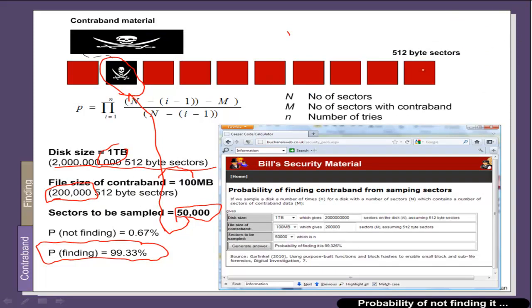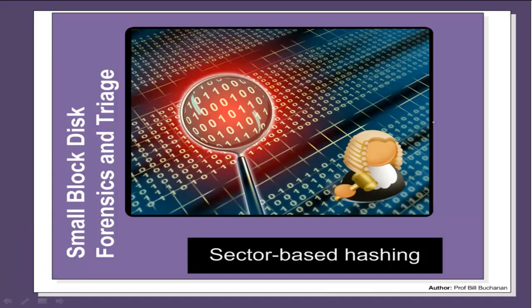So in this way we can see that we don't need to actually sample the whole of a disk. We possibly just need to be able to sample, and we can fairly confidently define whether we've managed to detect any contraband. So now that we've seen that it's possible to sample inside these sectors, an extension of this is to look at sector-based hashing.